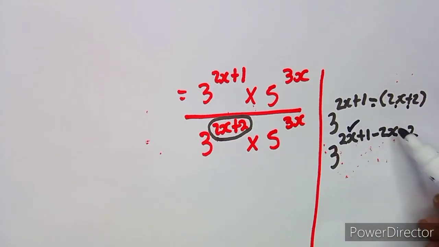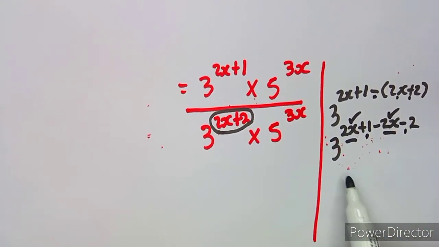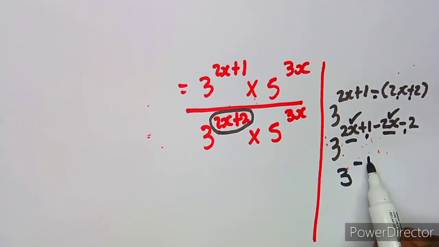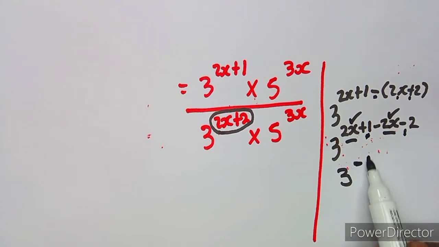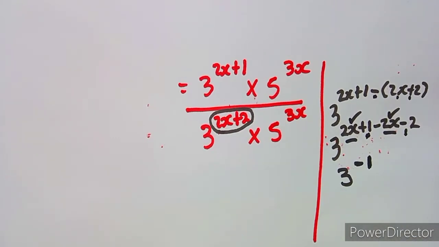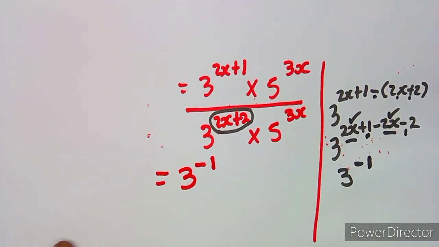That's 2x minus 2x, which is a 0. These two can cancel because they are the same. So you are left with 1 minus 2. So it's going to give us 3 to the exponent of minus 1. 1 minus 2, which is minus 1. All right. So this is what you are going to have here. 3 to the exponent of minus 1.